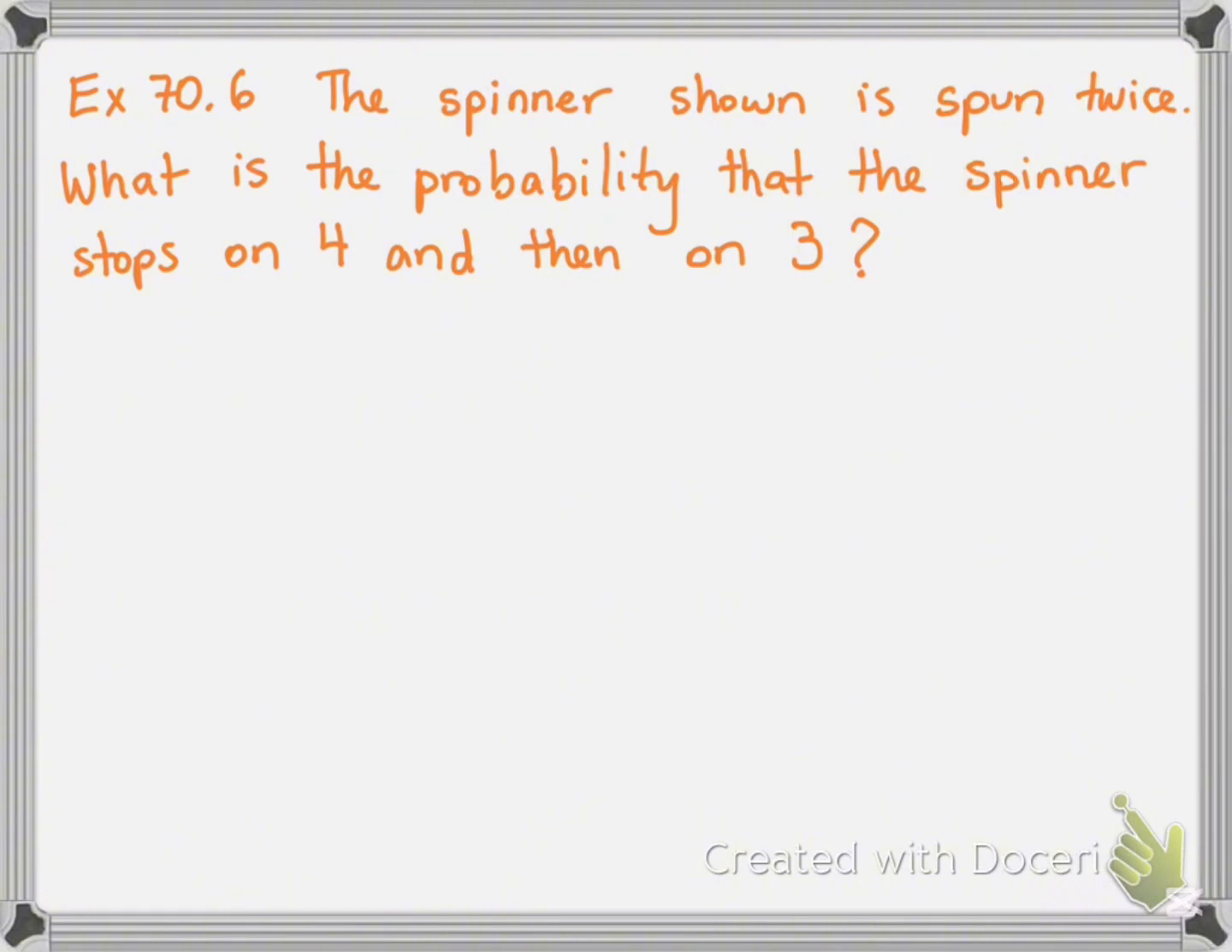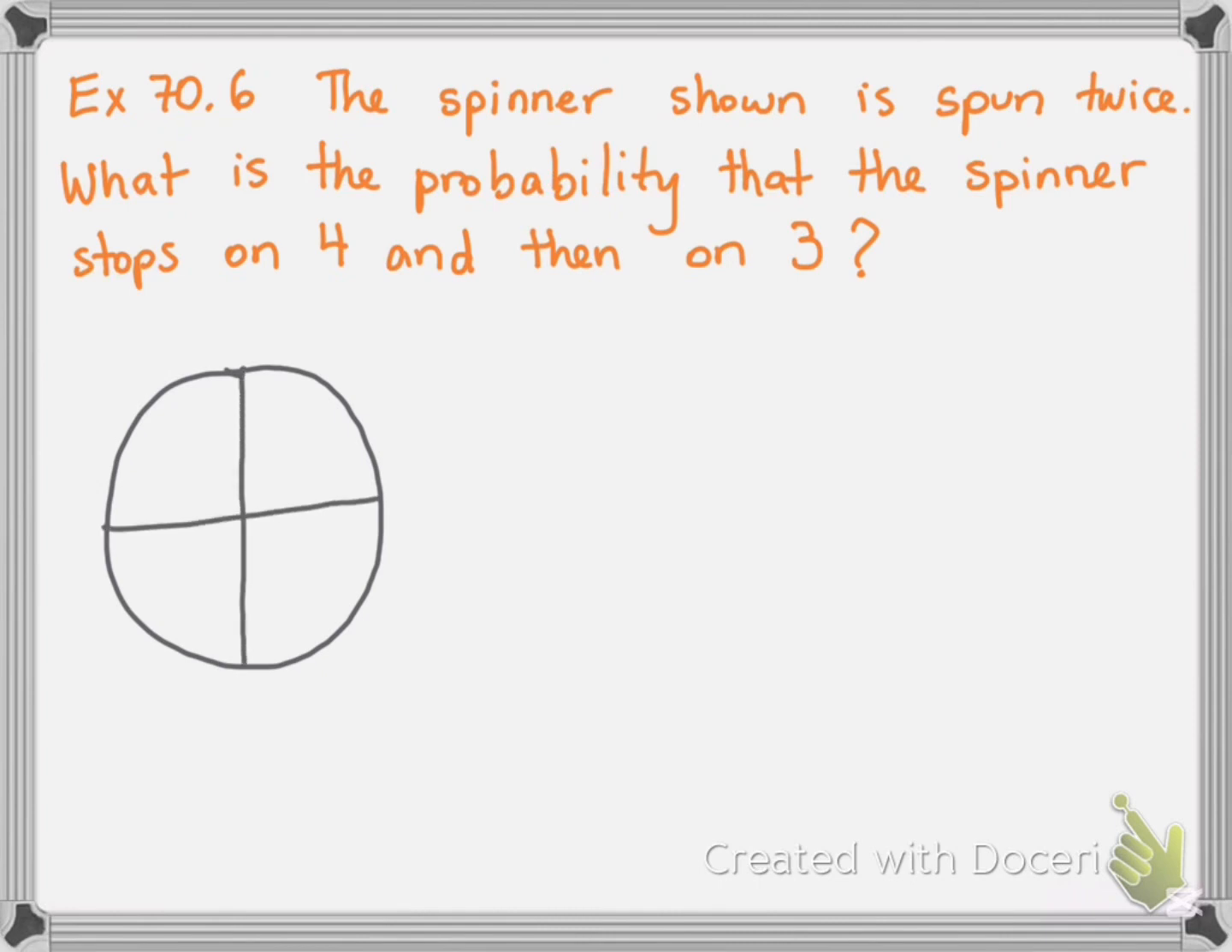Now in this example, they introduced the idea of a spinner. A spinner, you probably have seen it, is one of those circular things that is divided. So let's divide it here, let's say like this. And we have a number in each one of these things. Okay? And there's like a little arrow thing that we flip and it falls in one of the numbers. So it says, what is the probability that the spinner stops on 4 and then on 3?